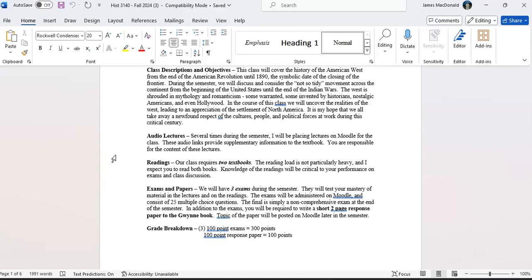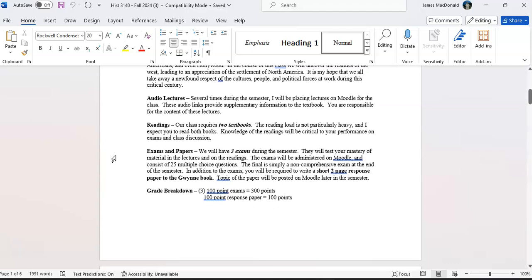Okay, so the testing part and the grade come together with three exams. Now, the exams will be administered obviously in Moodle. There will be multiple choice, and they'll have 25 multiple choice questions. So you'll have a block of time, usually 3 days, to complete the exam. The exam schedule will be right there on the syllabus, and also it will be placed in Moodle the week that the exam is due.